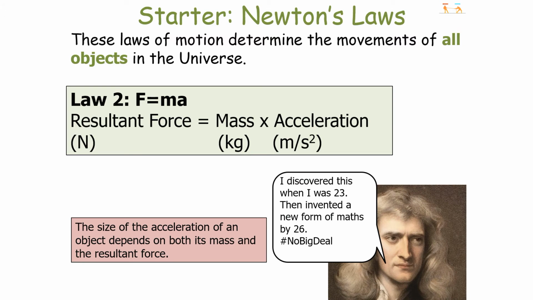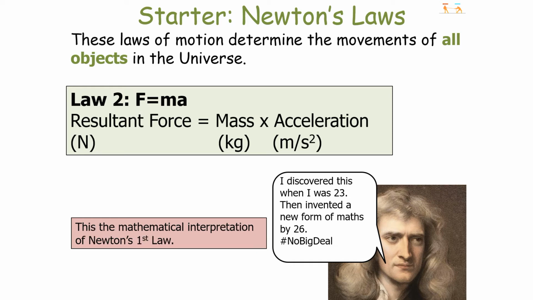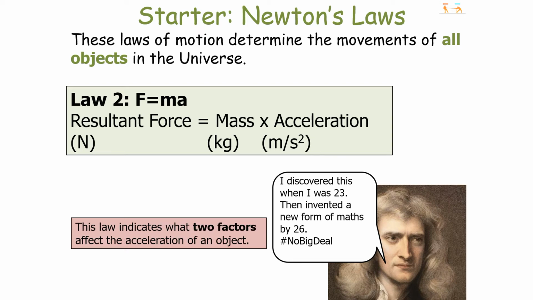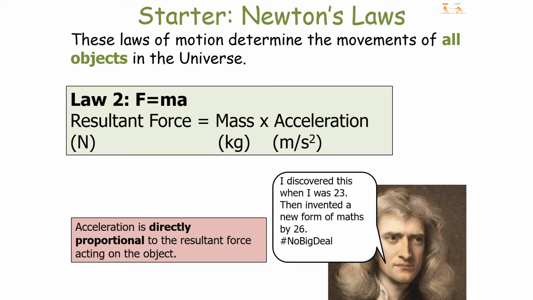Now the second law is commonly called F equals ma, which is the resultant force in newtons is equal to the mass in kilograms times the acceleration in meters per second squared. So the size of the acceleration of an object depends on both its mass and resultant force. It's the mathematical interpretation of Newton's first law. This law indicates what two factors affect the acceleration of an object.